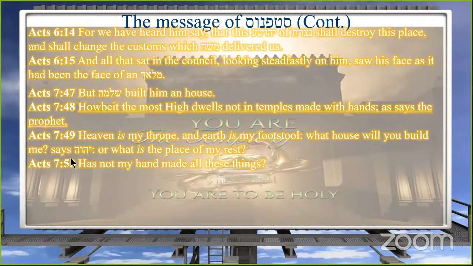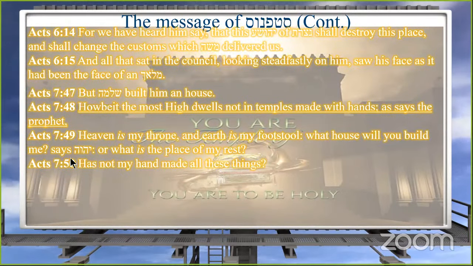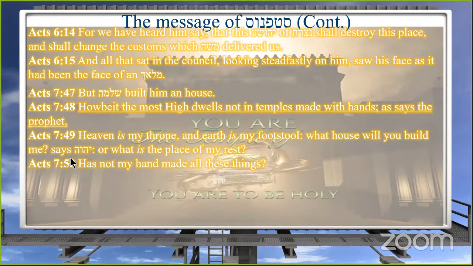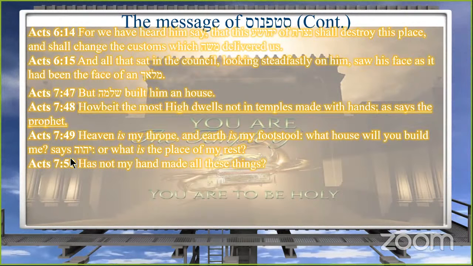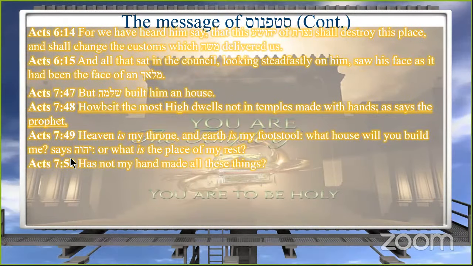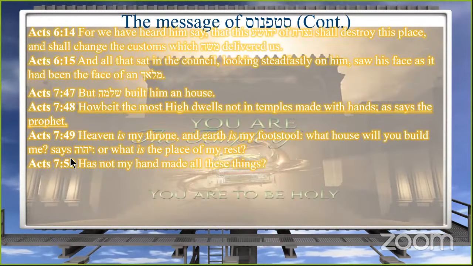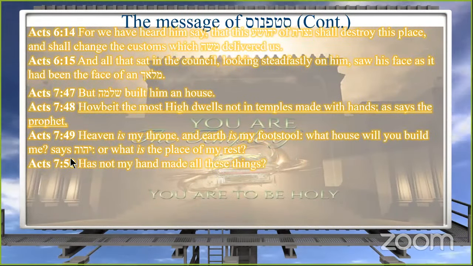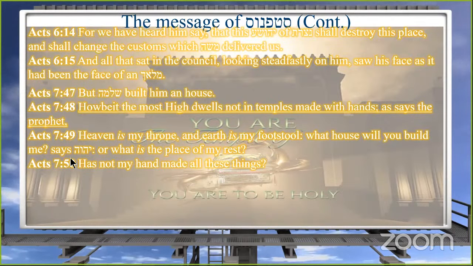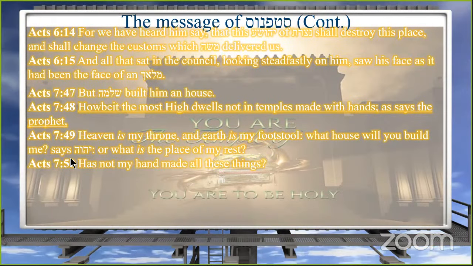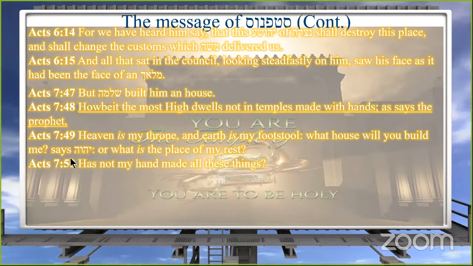You had something? Moreh, there's a place where it says that he dwells with one who has a humble heart and who trembles at his word. Yes, it does say that, absolutely. And then the next question right after that, he says, has not my hand made all these things? What is he talking about?